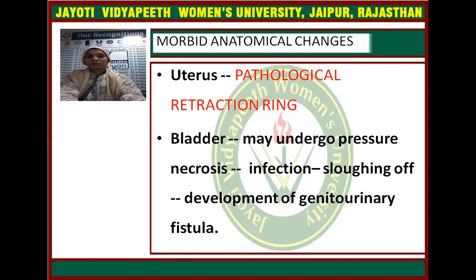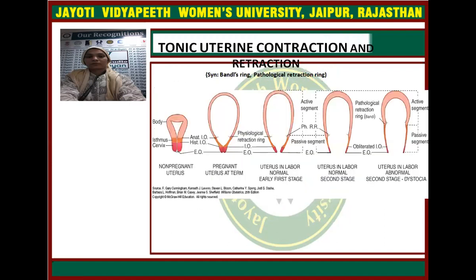The next one is morbid anatomical changes. Morbid anatomical changes in uterus. The morbid anatomical changes in response to obstruction: there will be a pathological retraction ring. What is a pathological retraction ring?